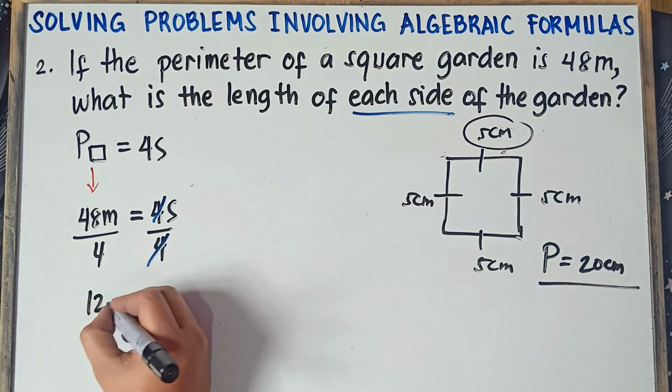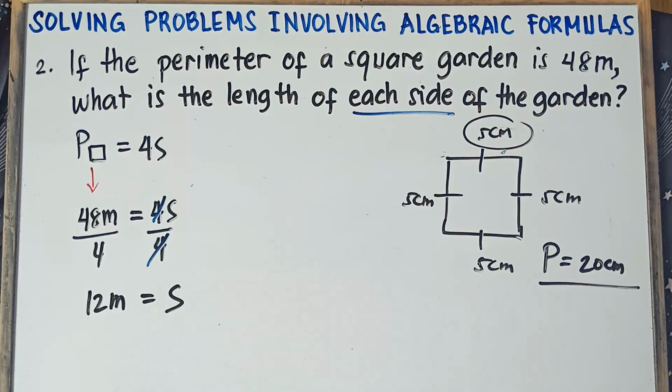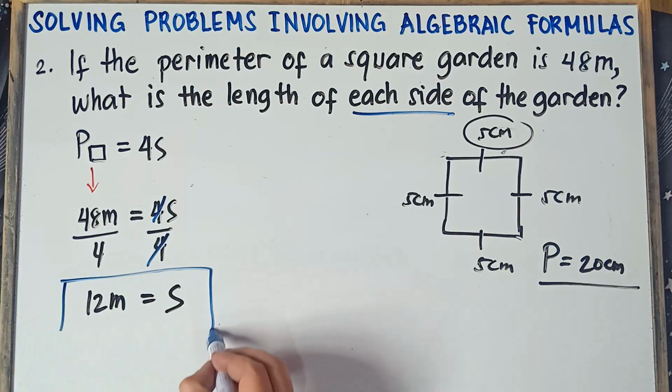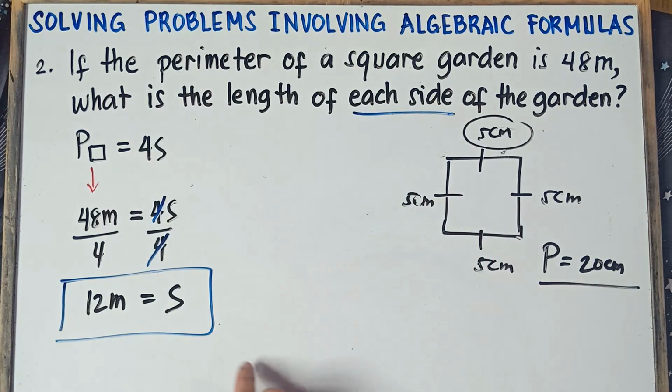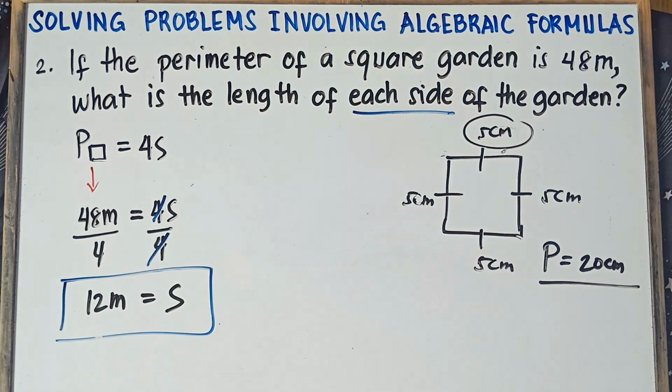That's correct. That would be 12 meters equals s. That's it, class. Each side measures 12 meters. That's the answer, class, with regards to example number 2.